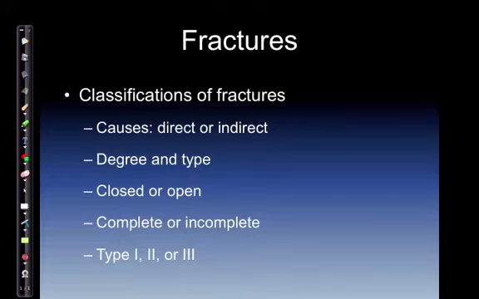A type 1 fracture is a wound on the bone less than a centimeter. A type 2, a wound greater than 1 centimeter. Or a type 3, extensive devitalization of the surrounding muscle and tissue and widespread wounds.